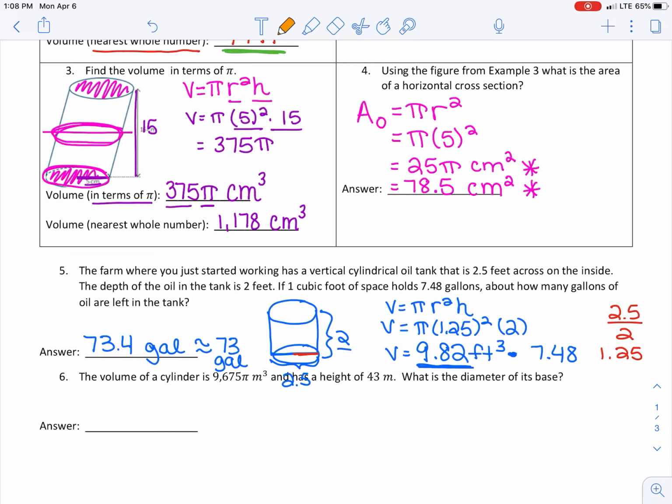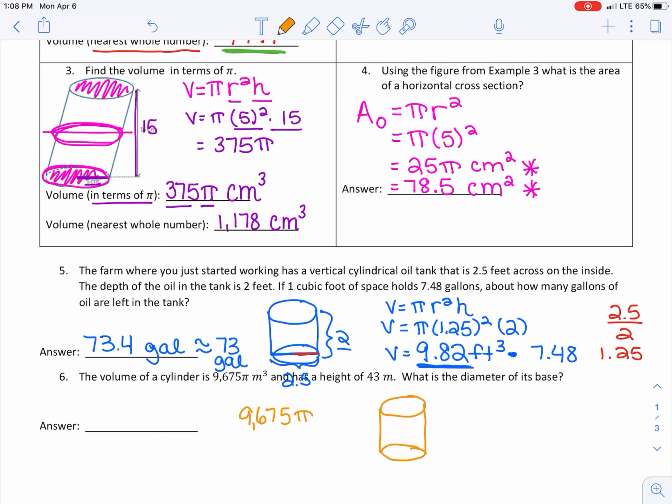Okay, so let's look at number 6. It says the volume of a cylinder is 9,675 pi meters cubed and has a height of 43 meters. So what is the diameter of its base? So what we need to do here is go ahead and draw our cylinder.